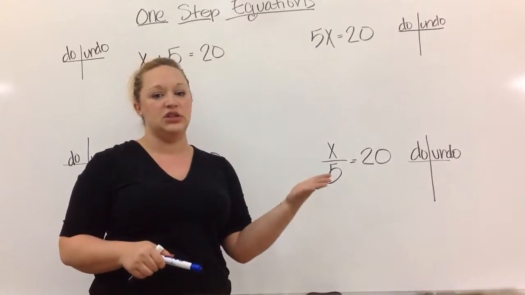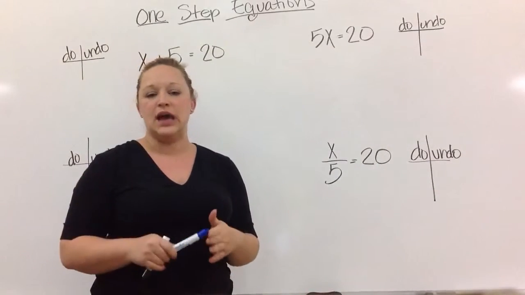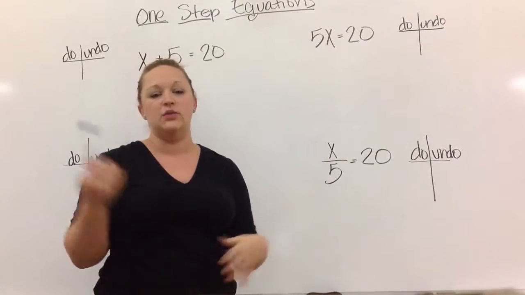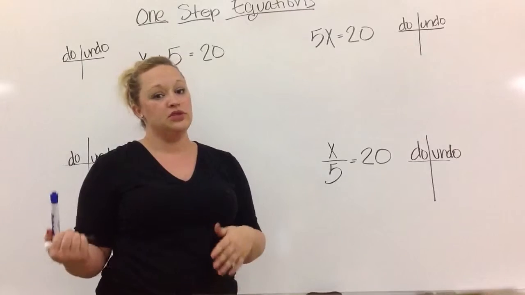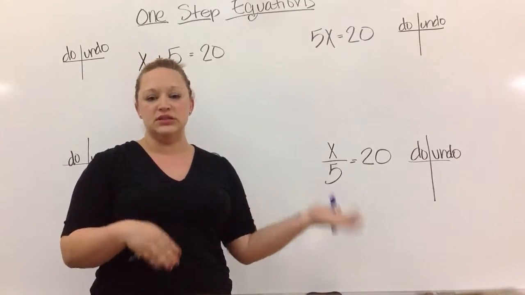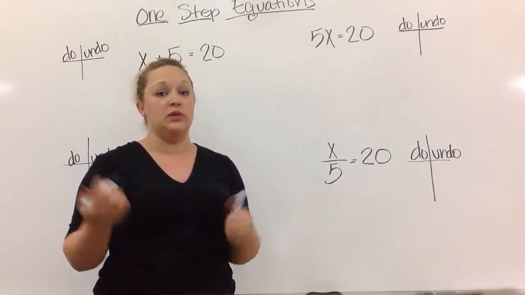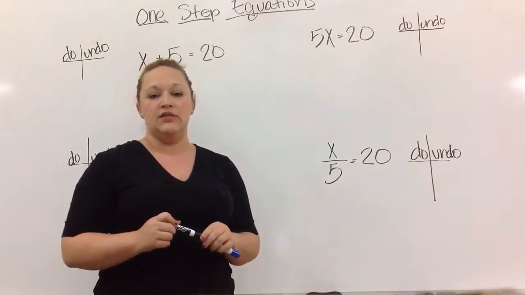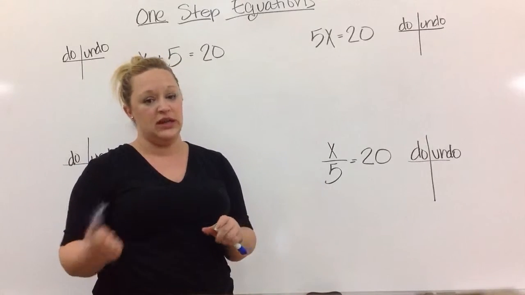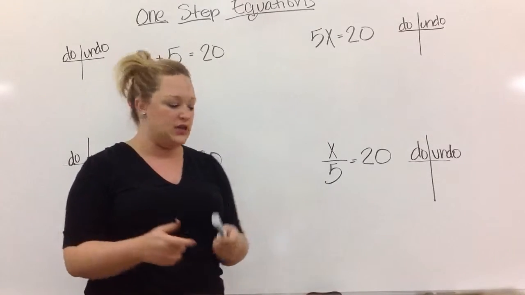The inverse of addition would be subtraction, because it's kind of like the opposite. So the inverse of night would be day. Tall would be short. So the inverse of addition is subtraction. The inverse of subtraction would be addition. The inverse of multiplication would be division, and the inverse of division would be multiplication.